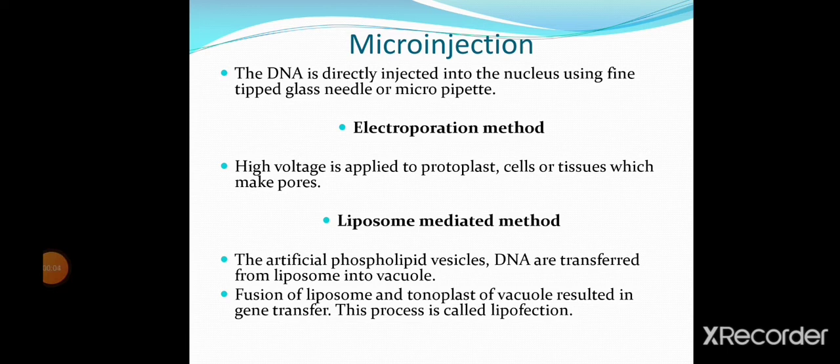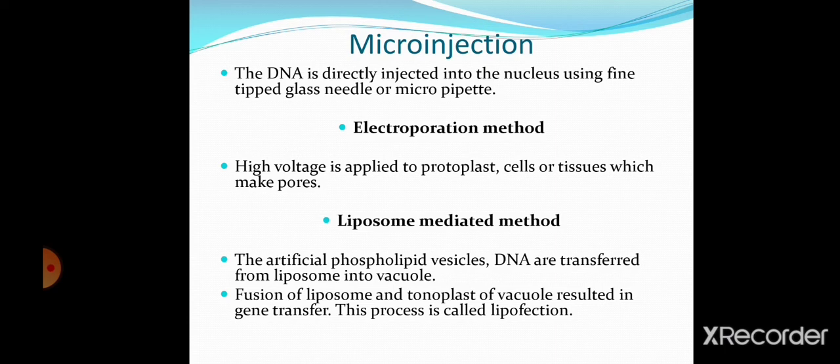Microinjection. What is microinjection? That is using certain instruments, here a fine tipped glass needle or micropipette. These are instruments which are used to transfer DNA directly into the nucleus. Using these instruments we can inject the DNA directly into the nucleus.